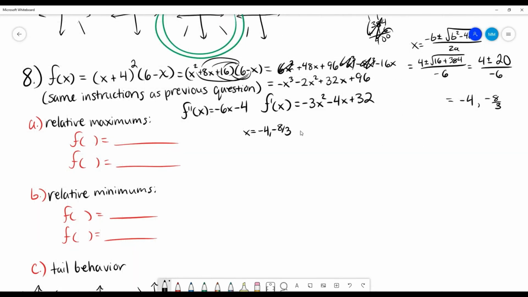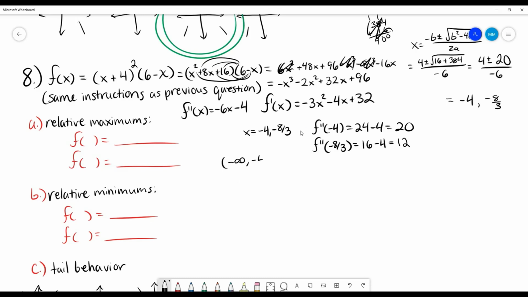Now, just plug those into our second derivative equation. So I'll use negative 4 first. Negative 4 times negative 6 is 24, minus 4 is 20. And then the second derivative at negative 8/3 is 48 divided by 3 is 16, minus 4 equals 12. Well, that looks like they're both minimums. Does that make sense?